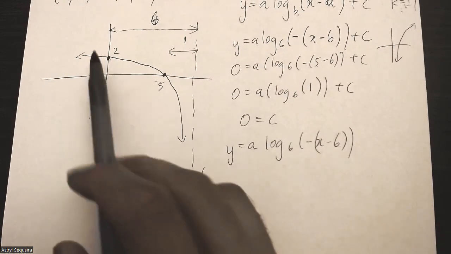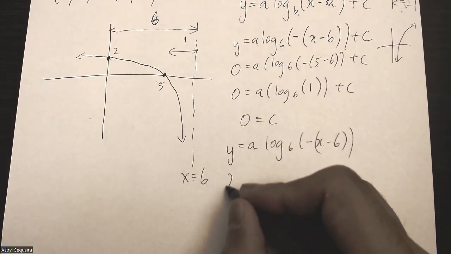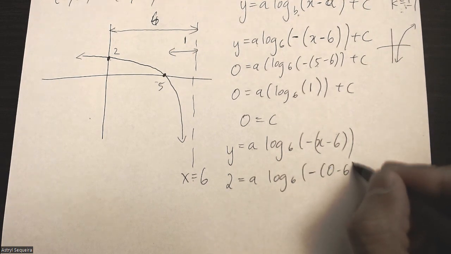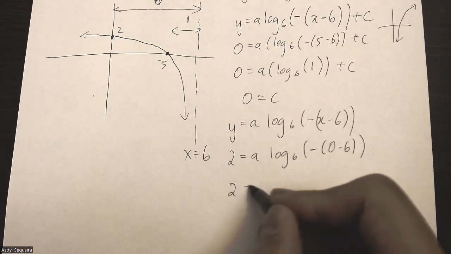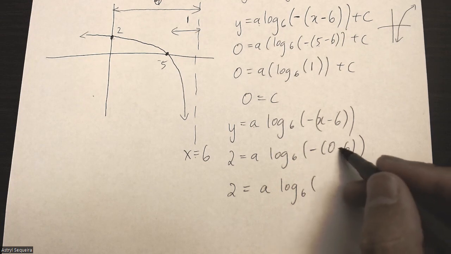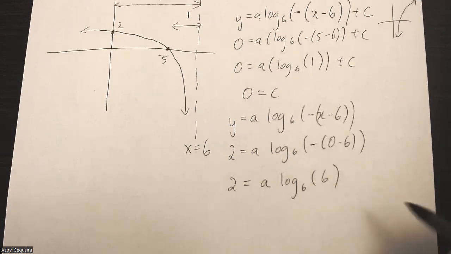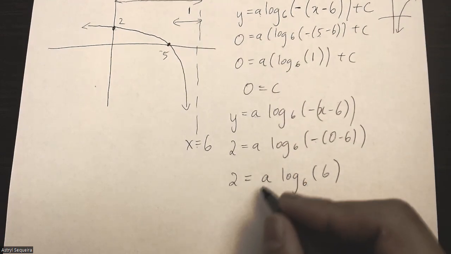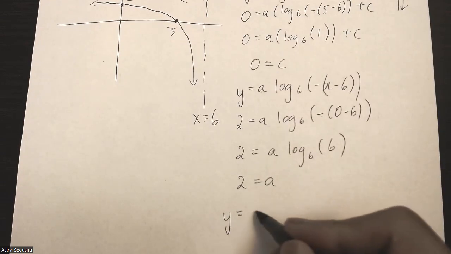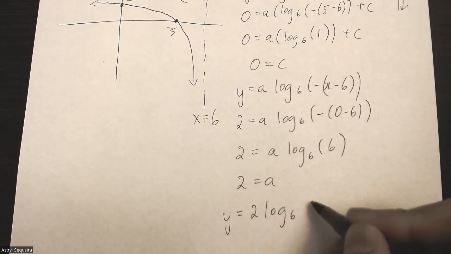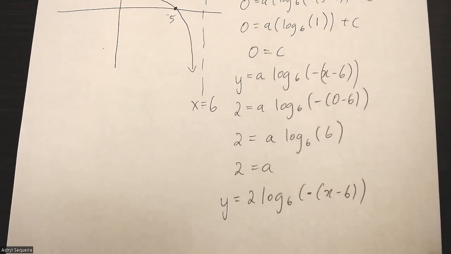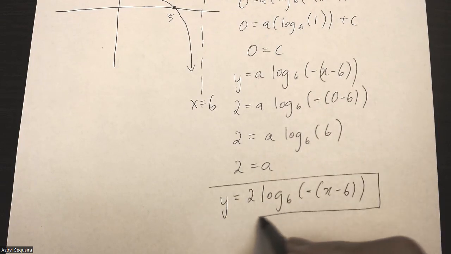And now I just need to find the a value by subbing in the second point there. So y is 2, x is 0. Zero minus 6 is -6, times -1 is +6. Log 6 of 6 is 1, and 1 times a is a. So my a value is just 2. So my equation here is y equals 2 log 6 of negative (x minus 6). And then there's no c value. So that is my final equation.